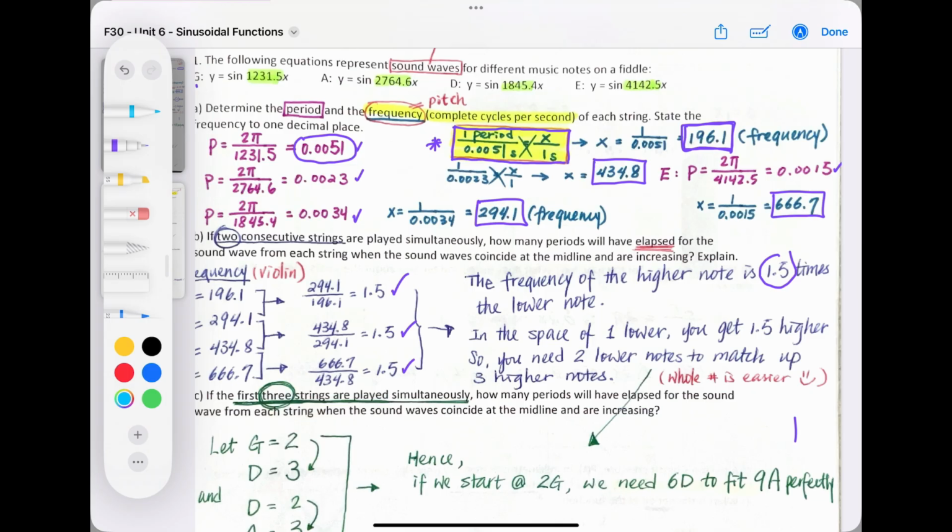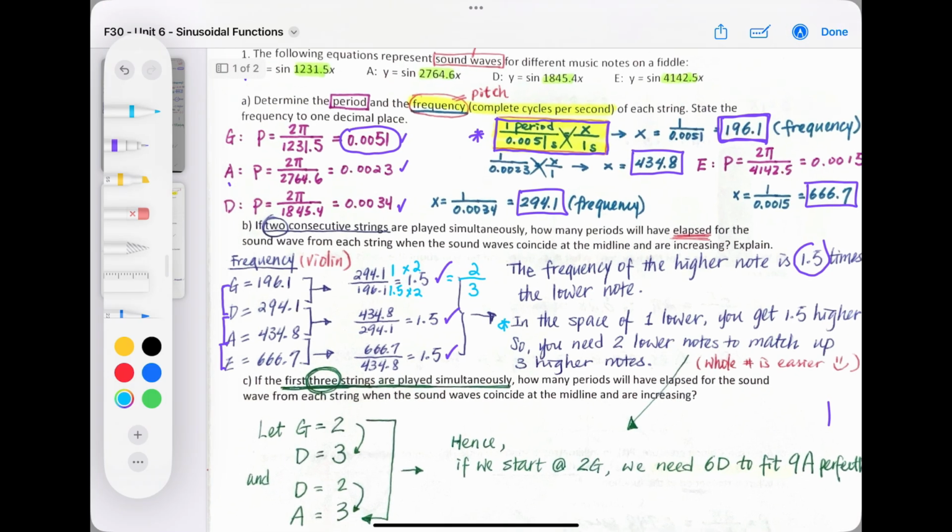So what can I do? If you look at the first one, it is 1. The second one has the ratio of 1.5, right? So can everybody times 2? If I times 2, I get 2/3. So therefore, you can say that in the space of the lower, you get 1.5 higher. So you need 2 lower notes to match up the 3 higher notes. And that is where the 2 and 3 come in.